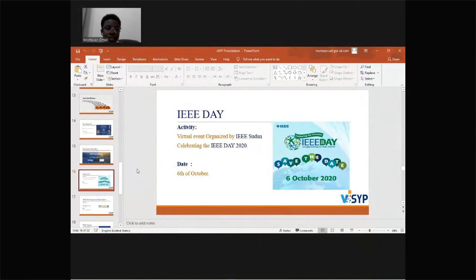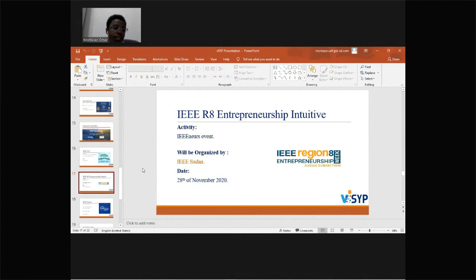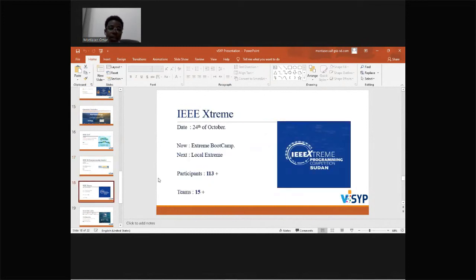It will be an event containing a lot of activities such as competitions and sessions, technical and soft skills sessions. Also, we will be organizing the IEEE Region 8 Entrepreneurship Initiative Round 2. It will be organized on the 28th of November 2020. Later on, we will be supervising IEEE Extreme.